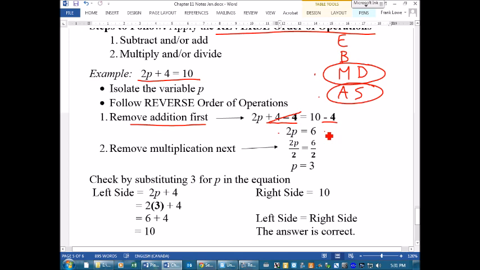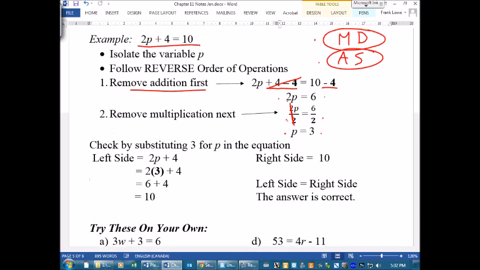Okay, and then you get rid of the 2 there, right? It's 2 times p, so we're going to divide by 2, because we want to get p all by itself. If you divide by 2 on one side, you've got to divide by 2 on the other side. So these cancel out, and you're left with p equals 6 divided by 2, which is 3. Okay, I went through that pretty quick. Feel free to go back and listen to it a couple times until it's making some sense.